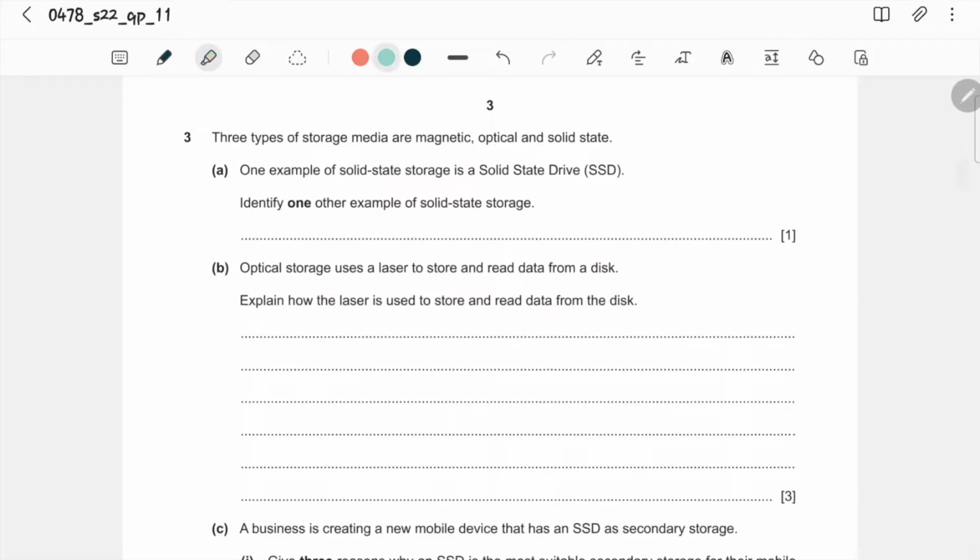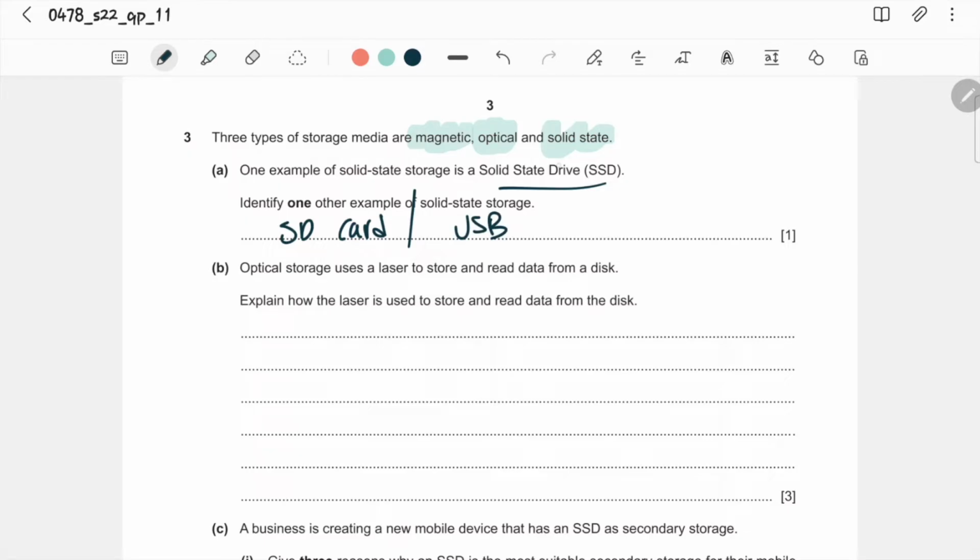Now, let's move on to the next question. Three types of storage media are magnetic, optical, and solid state. Okay. One example of a solid state storage is the SSD. Identify one other example of a solid state storage. Now, we have something called the SD card. An SD card is a solid state storage, and also the one that we usually know that comes up a lot in our notes is the USB flash memory drive, or you can just write USB. Which comes out a lot.